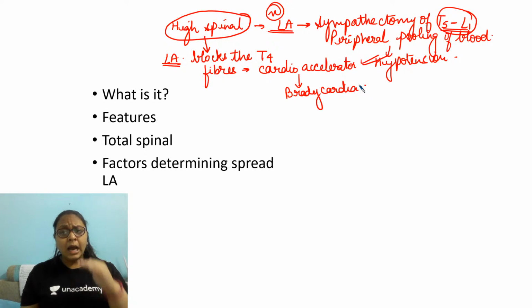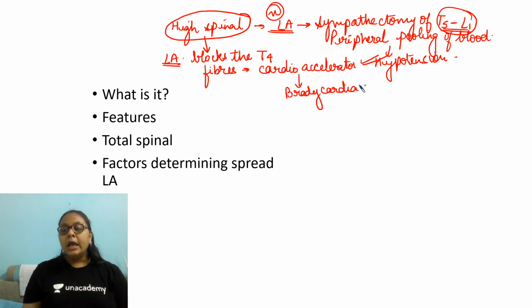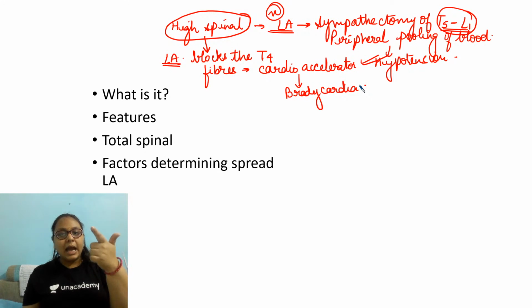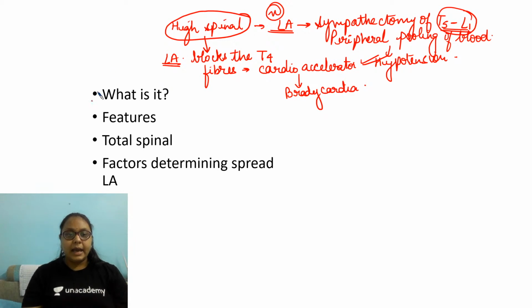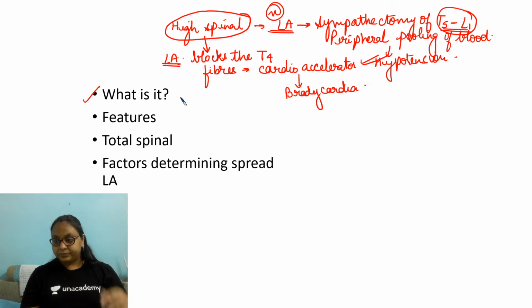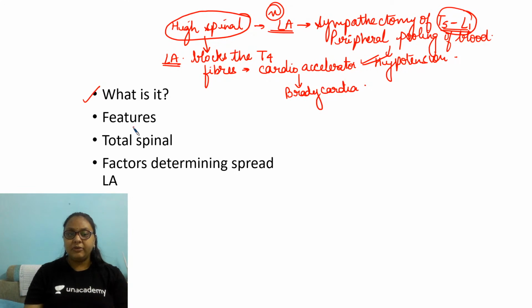Now, हाई स्पाइनल में क्या होता है? हाई स्पाइनल में क्या होता है कि जो स्पाइनल का इफेक्ट होता है, लोकल एनेस्थेटिक का इफेक्ट होता है, वो ऊपर तक चला जाता है. It is blocking the T4 fibers also. ठीक है, those are the cardioaccelerator fibers which were maintaining the heart rate, and therefore in a high spinal patient has both bradycardia and hypotension. So what it is, I told you, if the spinal anesthetic is above the level of T4, then it causes hypotension and bradycardia.